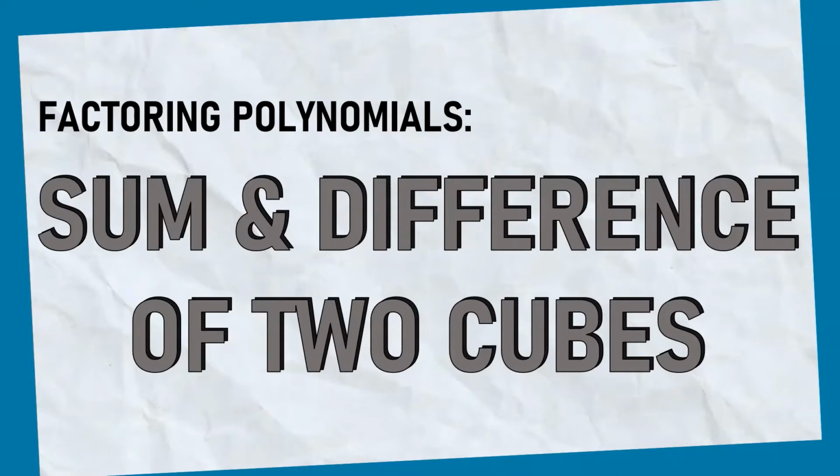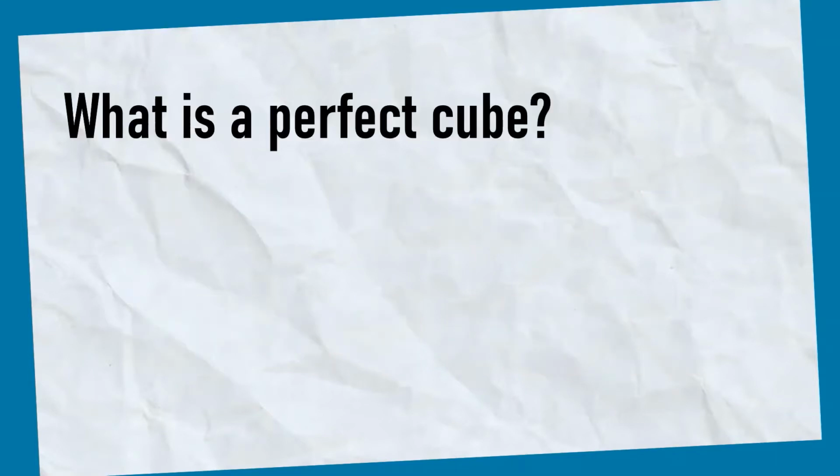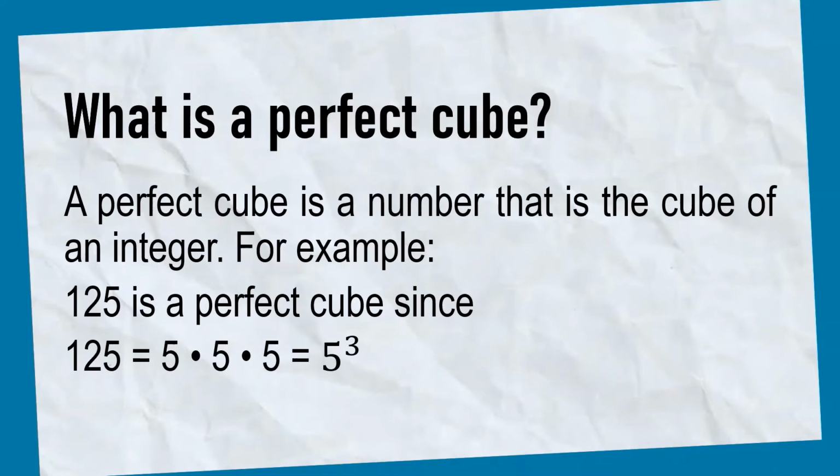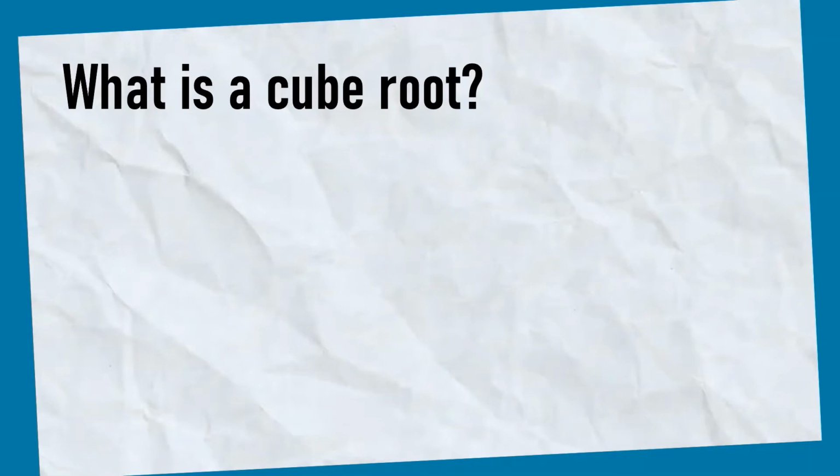Factoring polynomials, the sum and difference of two cubes. First, what is a perfect cube? A perfect cube is a number that is the cube of an integer. For example, 125 is a perfect cube since 125 is equal to 5 times 5 times 5, which is also equal to 5 cubed. What is a cube root?